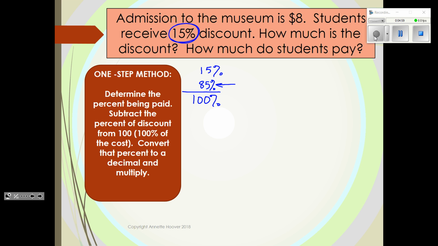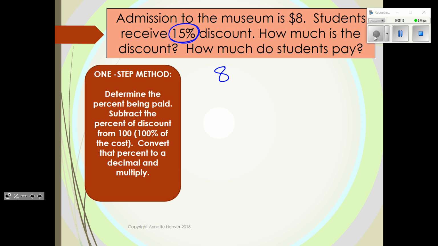85 plus 15 is 100. So if the discount is 15%, that means that I am paying 85%, and that would equal the total cost, which is 100%. So that's kind of a mental step you can do at first. So I know that I'm paying 85%.